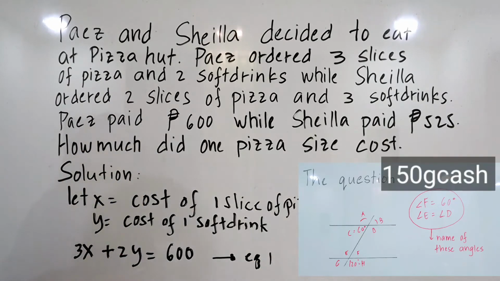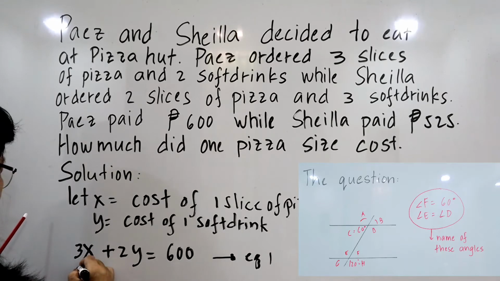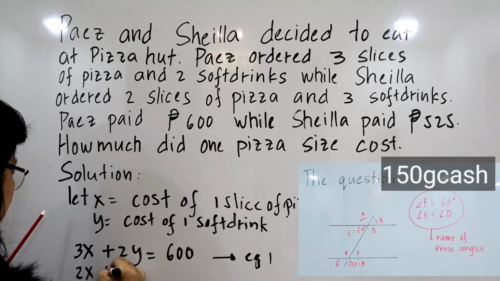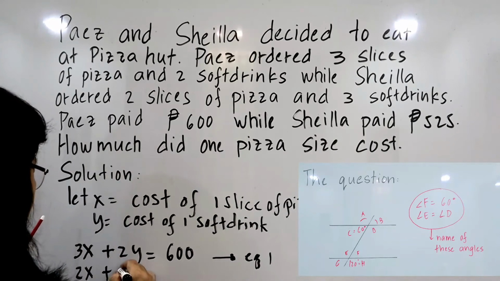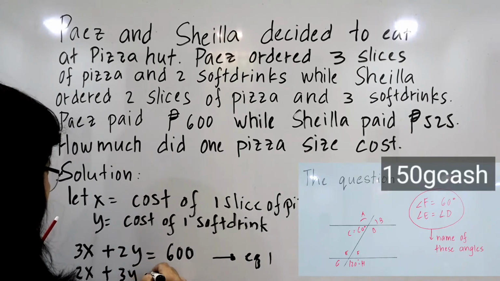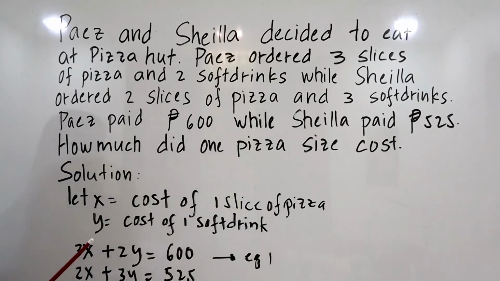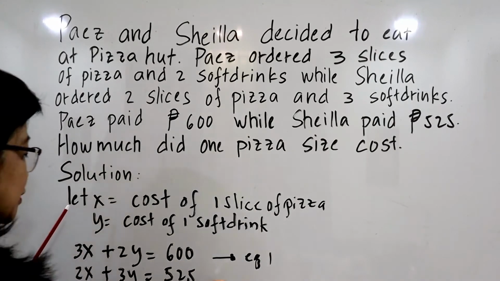A second one, Sheila ordered 2 slices, so 2 times the cost of pizza, plus 3 soft drinks, so 3y is equal to 525. She paid 525 pesos. So we have equation 2.